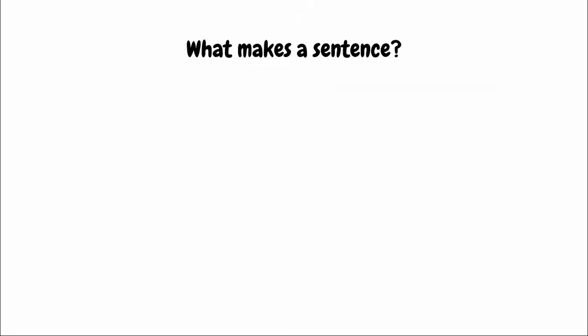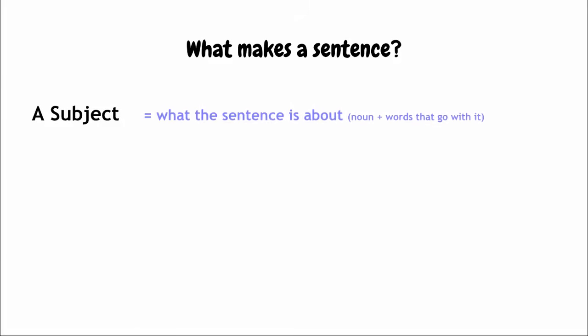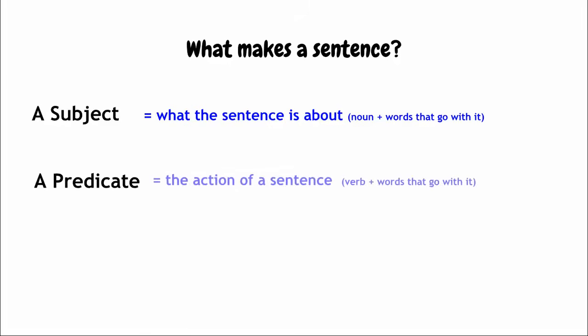So we've been talking a lot about sentences, and at this point we should all know what a sentence is and what a sentence needs to be a sentence. You need a subject, and a subject is what the sentence is about. It is the noun or the pronoun and all the words that go with it. We also need a predicate. And a predicate is the action of a sentence, and it is the verb and all of the words that go with it.